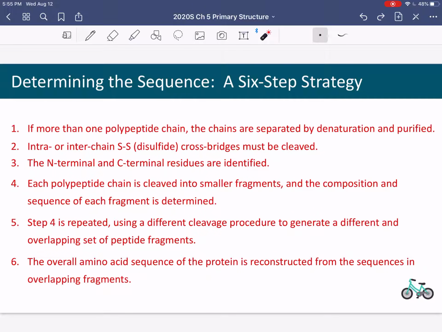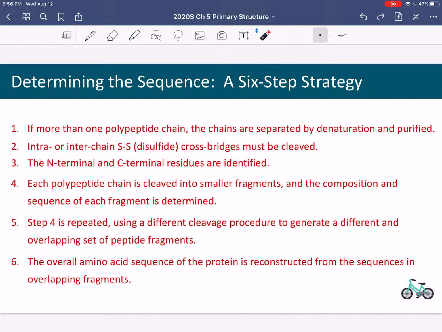In step 4, you go back to that sample and you cleave the full-length polypeptide into smaller fragments, which we call cleavage reagents. And cleavage reagents can be either chemicals or enzymes, and those will be tools to add to your toolbox. And in step 5, you repeat step 4, going back again to the sample that has full-length polypeptide, but using now a different cleavage product to give you a different set of fragments. And these fragments, when compared with the fragments generated by the cleavage reagent in step 4, can then be ordered by their overlapping sequences.